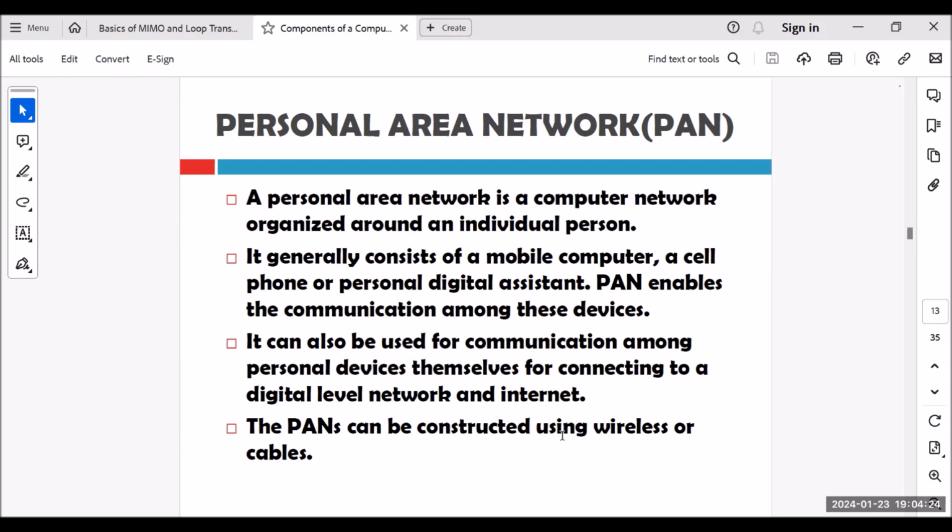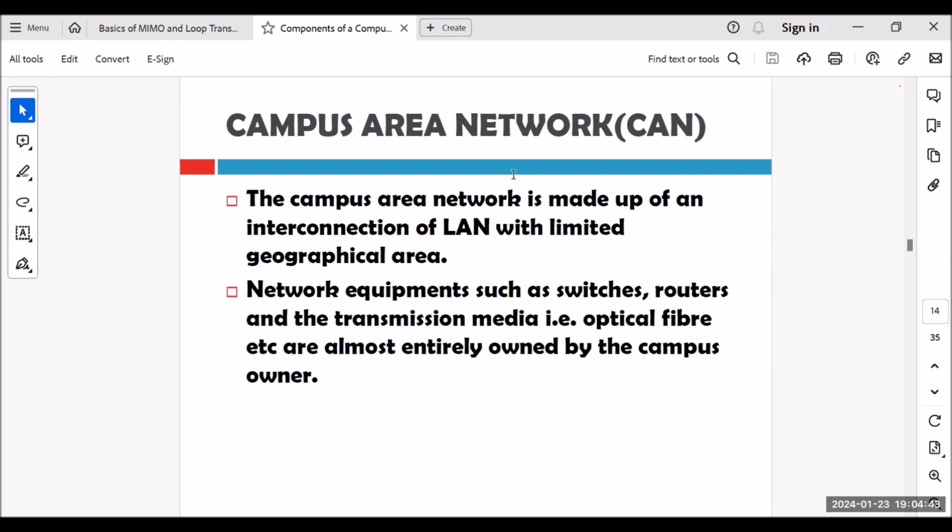The PANs can be constructed using wireless or even cables. So that is usually revolved around a single person. And then that person may be using a mobile, telephone, cell phone, the PDAs, sort of a connected network. That is a personal area network.